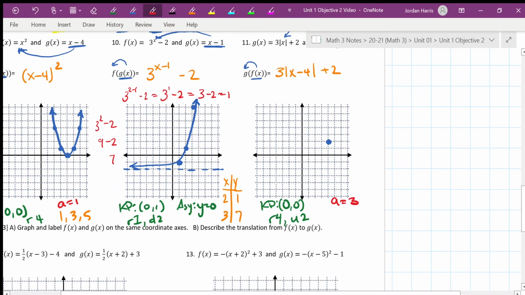Since it's linear, we can think of it as slope. So I'm going to use slope. I know it's opening up because it's a positive value. Got to remember that. So up 1, 2, 3 over 1. And remember, it's a mirror image for the v. And there we go.